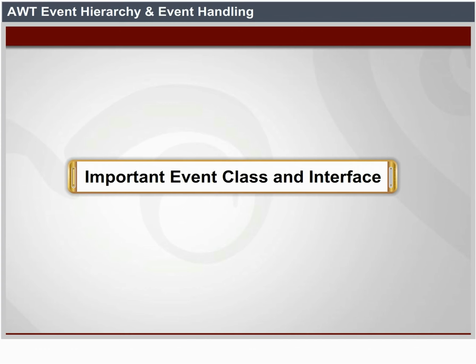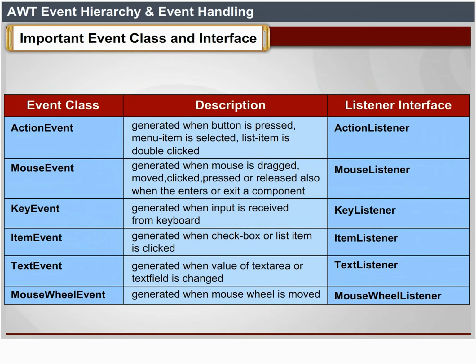Important event class and interface. Event class, description and listener interface. Action event: generated when a button is pressed, a menu item is selected, or a list item is double clicked. The interface is ActionListener.